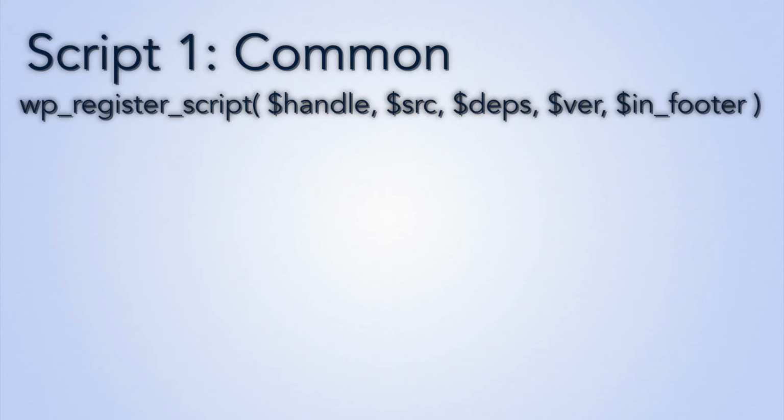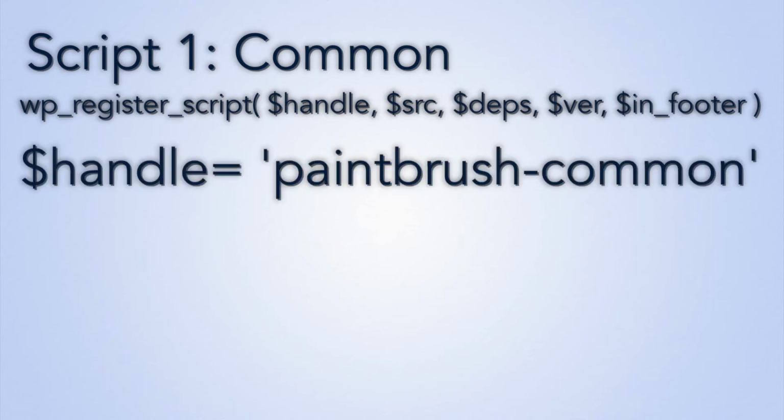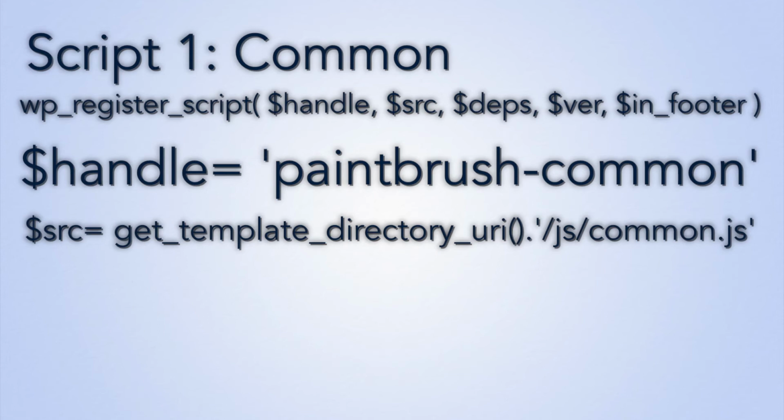In this case, for the first script, we're going to enqueue the common script that comes with the Paintbrush library. And we're going to just call it Paintbrush-common. Then we're going to need to get the source, and in that case, we're going to use a function called getTemplateDirectoryURI, and we'll provide a link down below so you can learn a little bit more about that function.